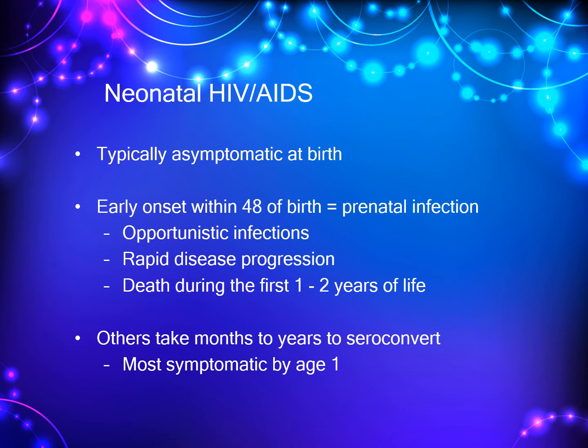Others can take months or years to seroconvert. Most are symptomatic by age 1. However, it could take many, many years, 10 or so, to show symptoms. The later the child is symptomatic, the greater the positive outcome.